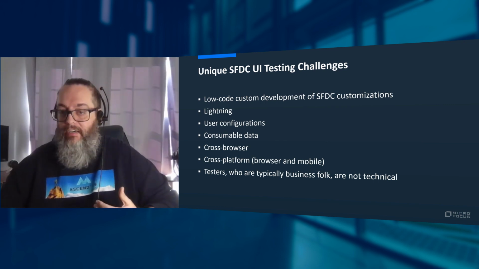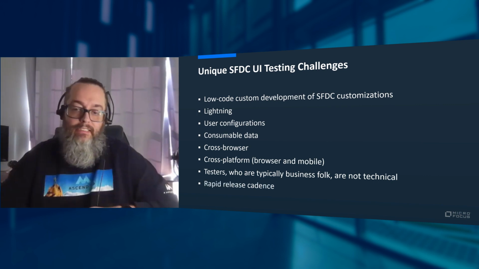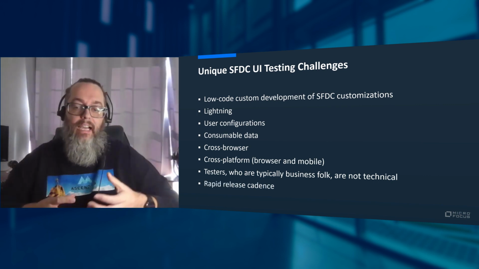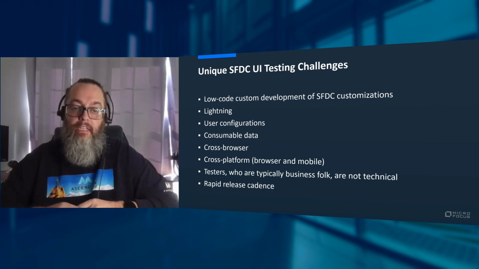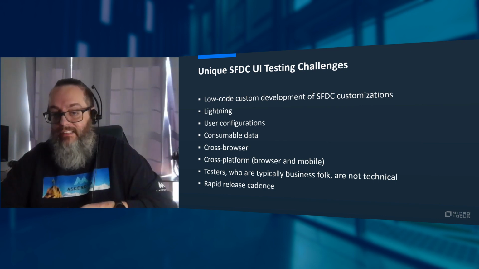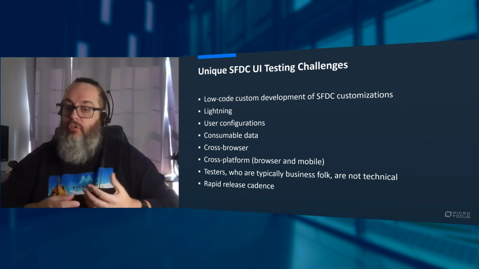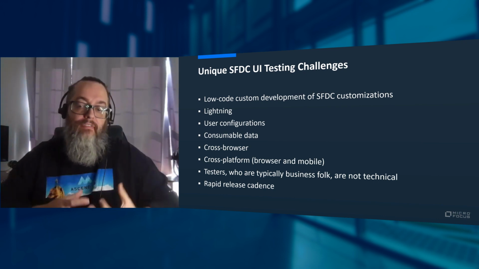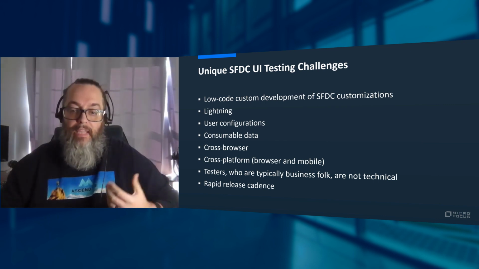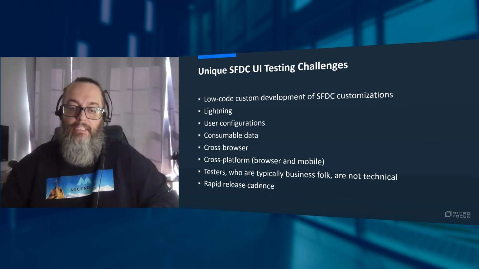And then the last point here is the rapid release cadence from Salesforce itself. The release cadence from Salesforce.com is 3 releases per year. Plus you layer on top of that whatever your custom code release cadence is that you've introduced. So you really need to be able to rapidly develop and revise your test automation in order to stay relevant and reap benefits from your test automation initiatives.